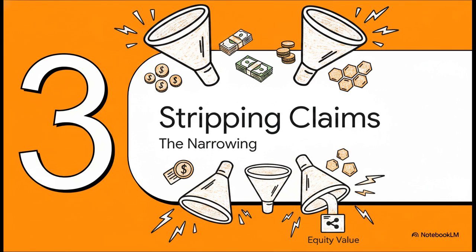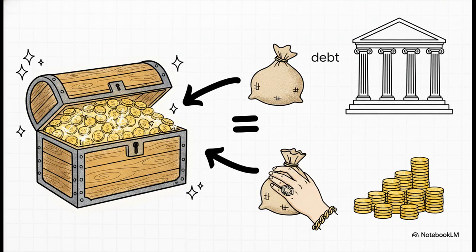All right, Section 3, stripping away non-equity claims. This is where our funnel really starts narrowing. So we've successfully widened the funnel, right? We've built up the total firm value by adding the operating assets, the cash, and those tricky cross-holdings. But now we have to strip away all the non-equity claims. You see, the total firm value belongs to everyone who funded the company. But as an equity investor, you only care about the slice of the pie that belongs to you.